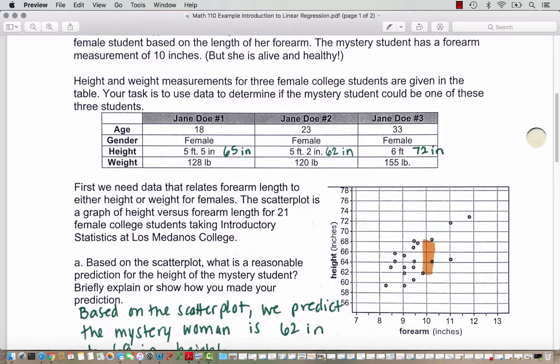First, we need data that relates forearm length to either height or weight for females. The scatter plot over here on the right side of the page is a graph of height versus forearm length for 21 female college students taking introductory statistics at Los Medanos College. So here we have the forearm in inches on the x-axis because we are using forearm to predict an output or a response variable of height, and the height is measured in inches. So it's helpful that we've converted our heights to be just in inches and not feet and inches, so that we'll be able to find where these heights would be on the scatter plot.